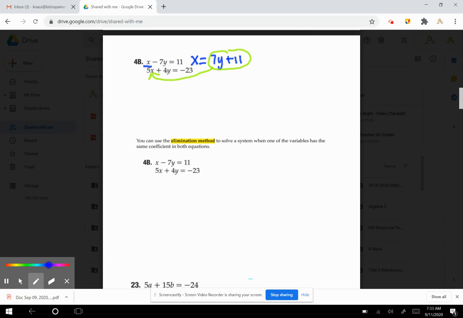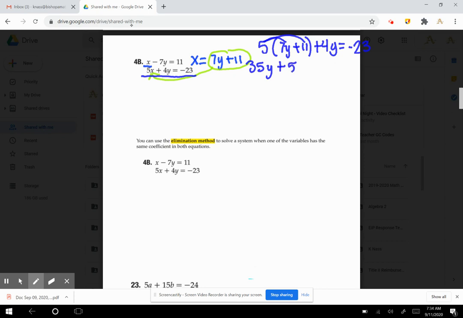So when I rewrite that, I'm rewriting this equation: 5 times x, which is 7y plus 11, plus 4y equals negative 23. I'm going to distribute. So 35y plus 55 plus 4y equals negative 23. Okay, I'm going to collect like terms and move the 55.